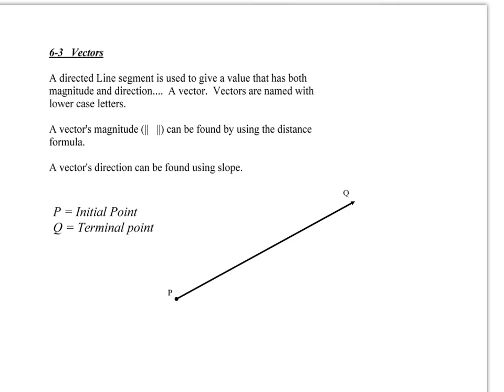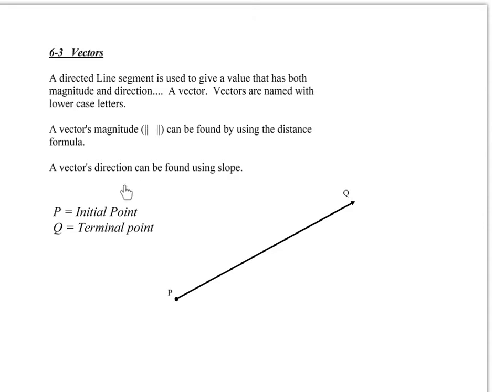Alright, welcome to video lesson 6-3, our lesson on vectors. Some vector vocabulary for you. A vector is a directed line segment. It's used to give a value that has both a magnitude and a direction. Vectors are named with lowercase letters. A vector has a length, its magnitude. The symbol for magnitude is double absolute value bars, with a number inside. The vector's magnitude can be found using the distance formula.